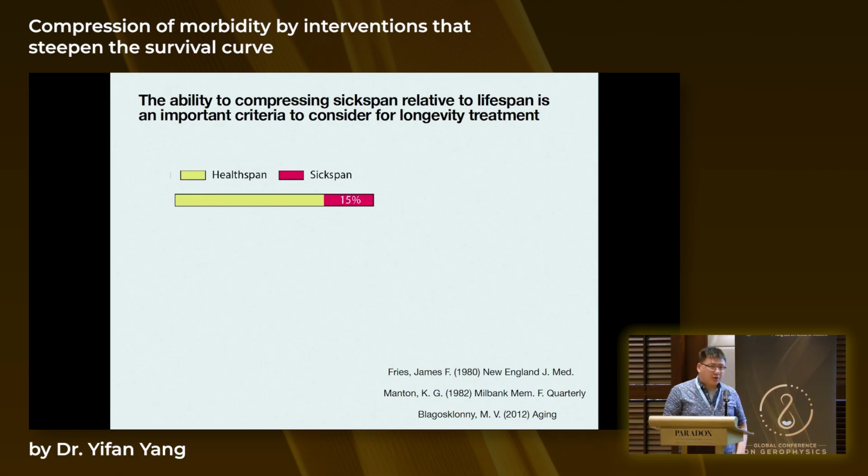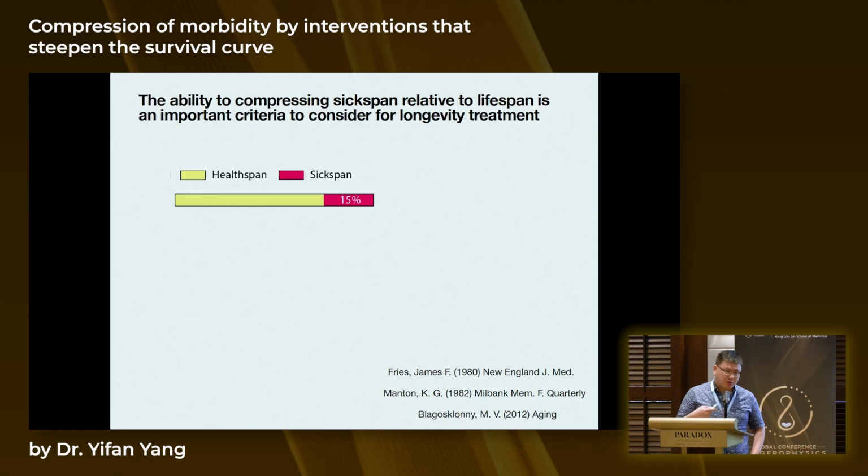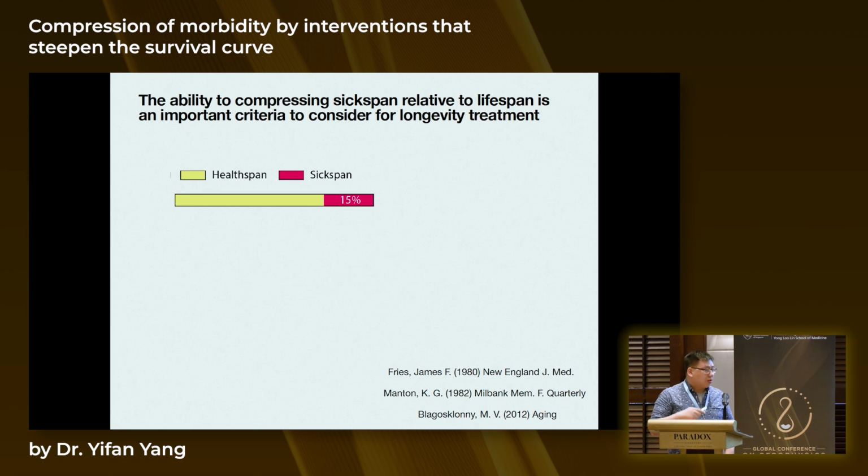An important criterion when people think about longevity interventions is what we call sick-span, which is the period of life at the end where you suffer a lot from age-related diseases and functional deficits. So an important criterion when you consider a longevity treatment is what's your effect, not just on lifespan, not just on healthspan, but what's the effect on sick-span.